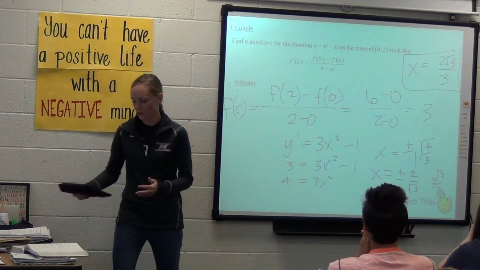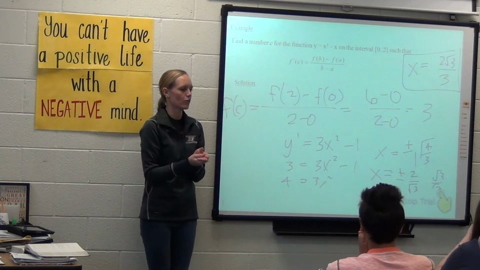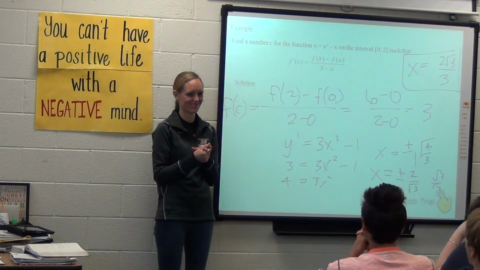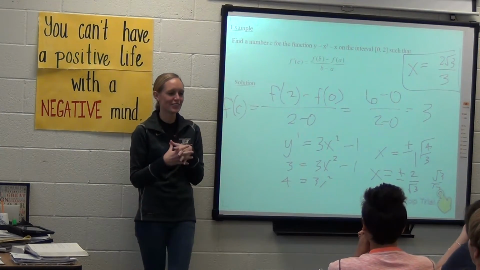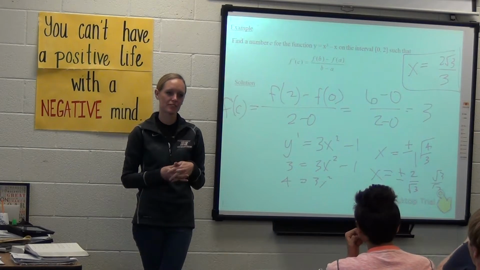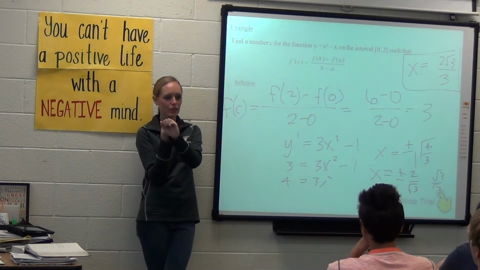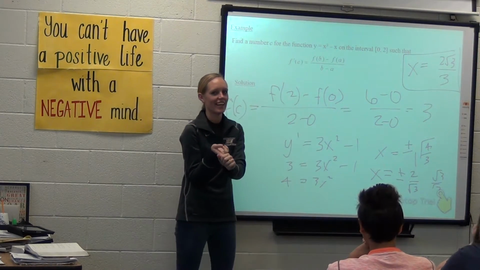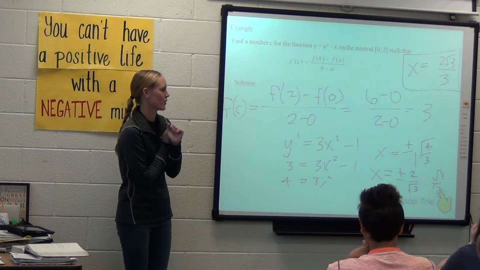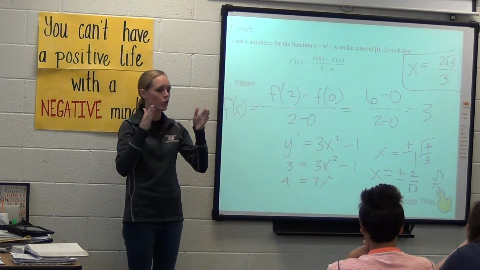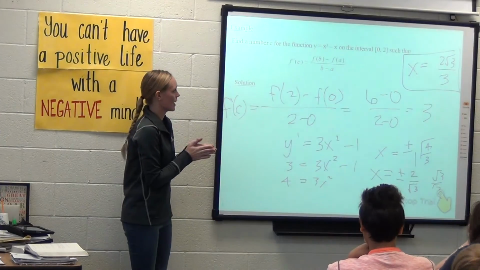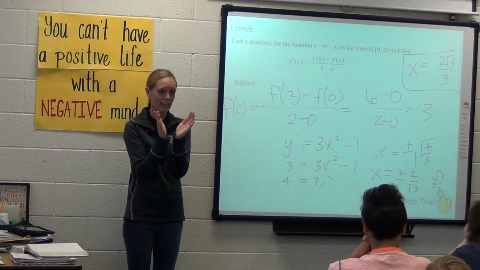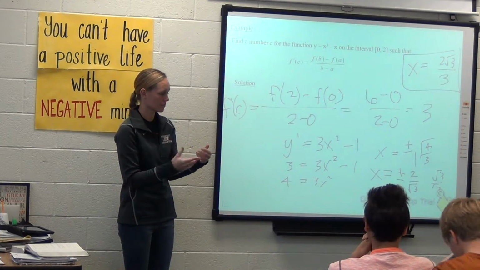So a couple things to recap. If we're going to use the mean value theorem, what has to be true? F has to be continuous on a closed interval. F is differentiable. It has to be differentiable. So those two things have to occur in the interval. If I have a function that's not continuous, but I'm only looking at an interval where it is, then I can use it.